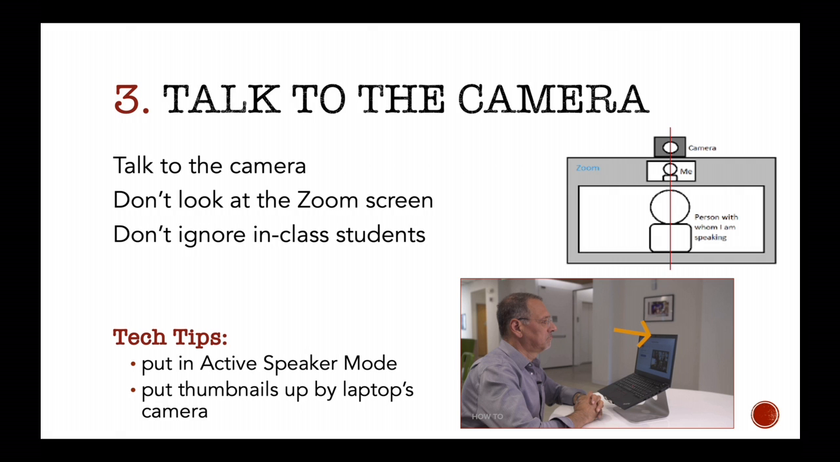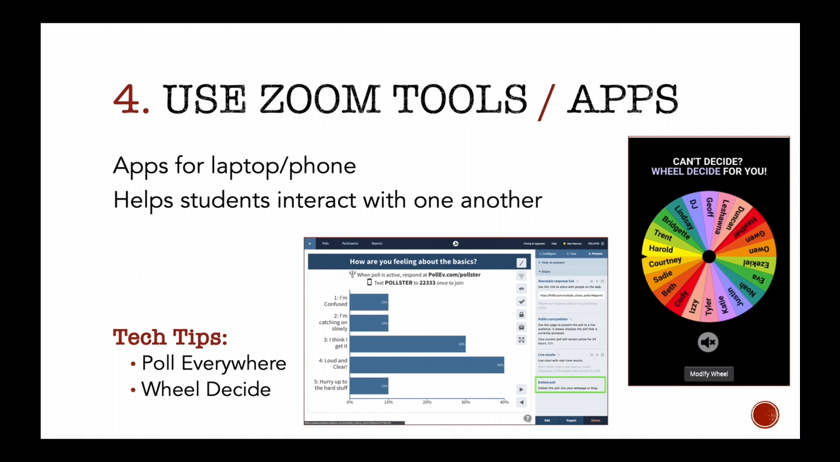Here are my tech tips for it. 1, in order to get that position where the person is speaking, use active speaker mode. Change it up at the very top. And 2, put those thumbnails up by the laptop's camera. That way, if you do look at the thumbnails to look at the people, you still look as if you are doing direct eye contact with them. Fake them out.